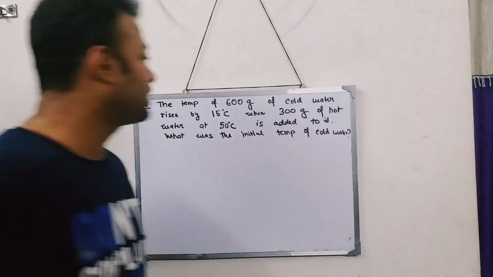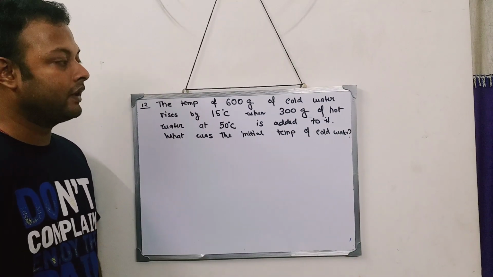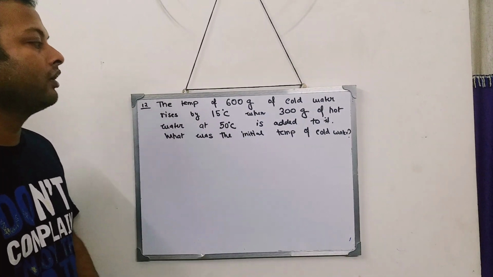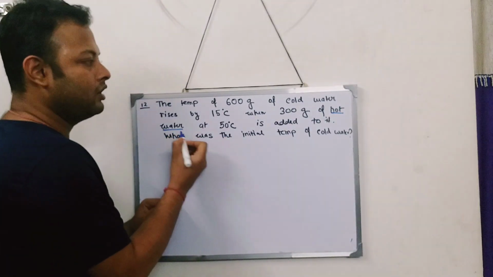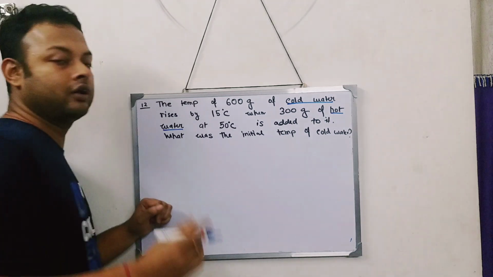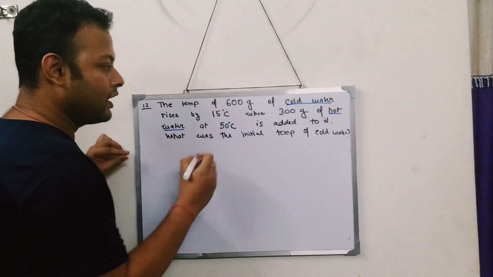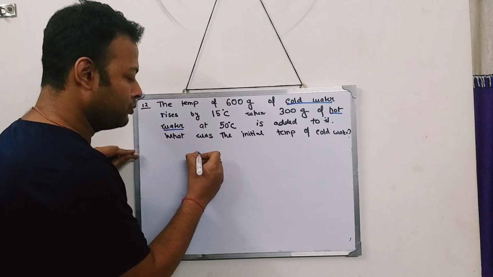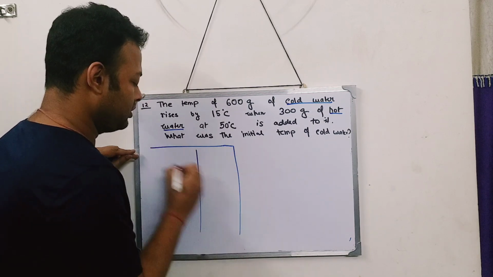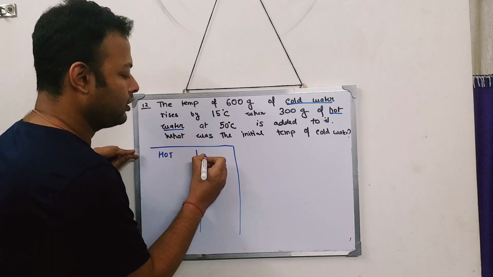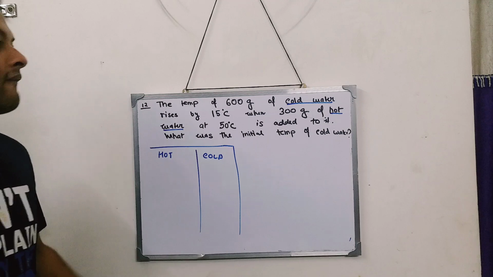Now let's come to question number 12 of your book. Again, see the sum. You have to see 2 things. Firstly, hot water and cold water. You see these 2 things and some of your confusions will be clear. As you see hot water and cold water, you make a chart like hot and cold. Let's come to the hot.